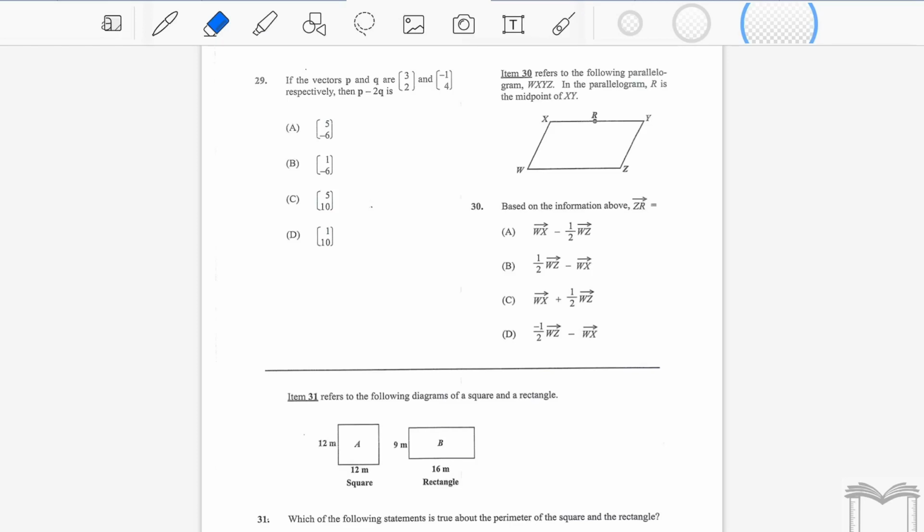At this time, you can pause the video and attempt the questions on this page before we go through the solution.